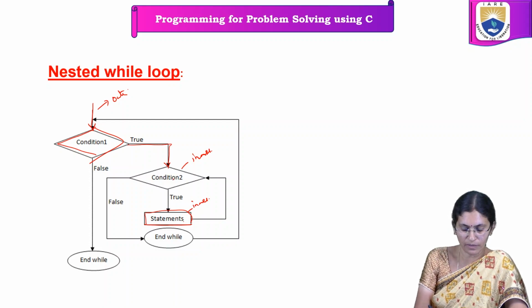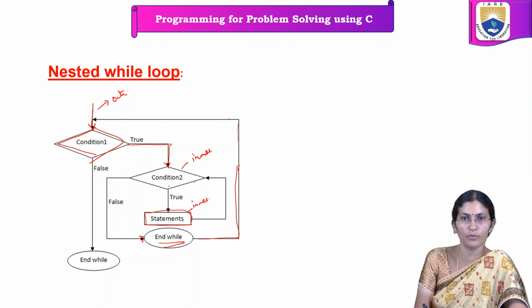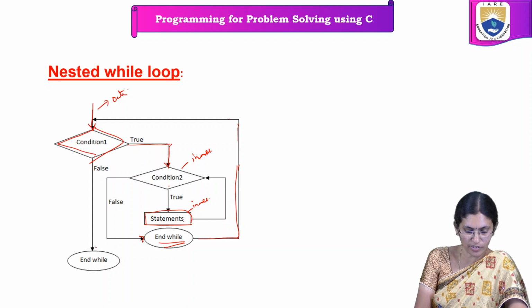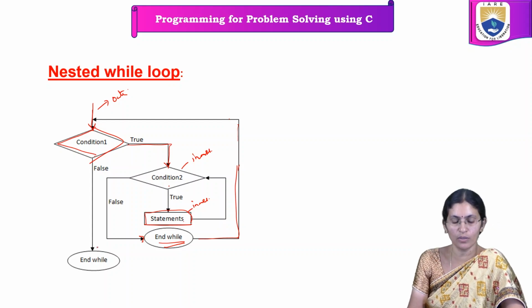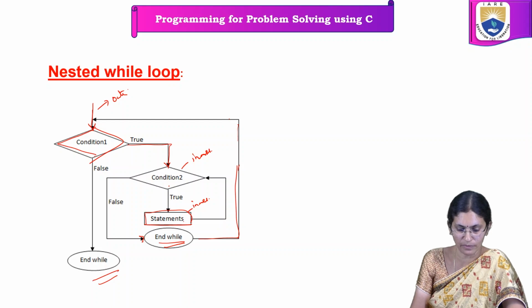Then again the condition will be checked. If the condition is false, control is transferred to the end of the while loop. So this is the end of the inner while loop. After that, if there are any statements inside the outer while loop, those statements will be executed. Then the condition will be checked. If the condition is true, then again it will enter the inner while loop and the process will be repeated. If the condition is false, that will be the end of the outer while loop, and the next statements in the program will be executed.